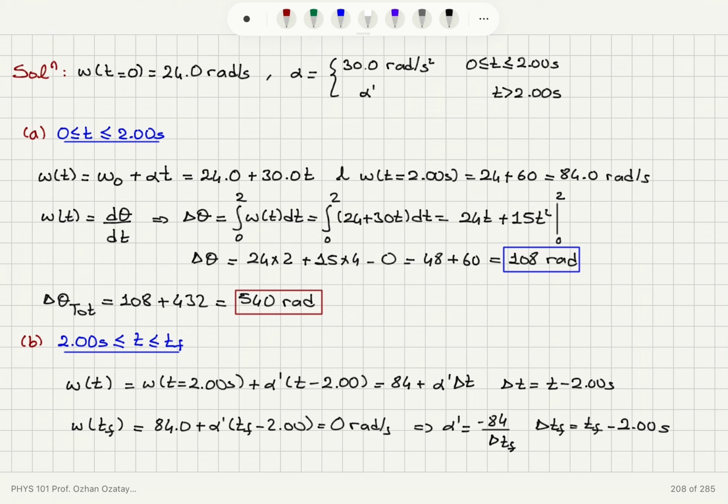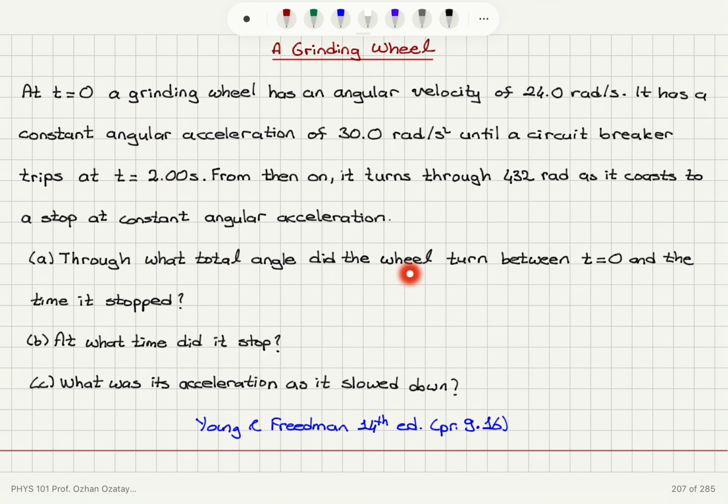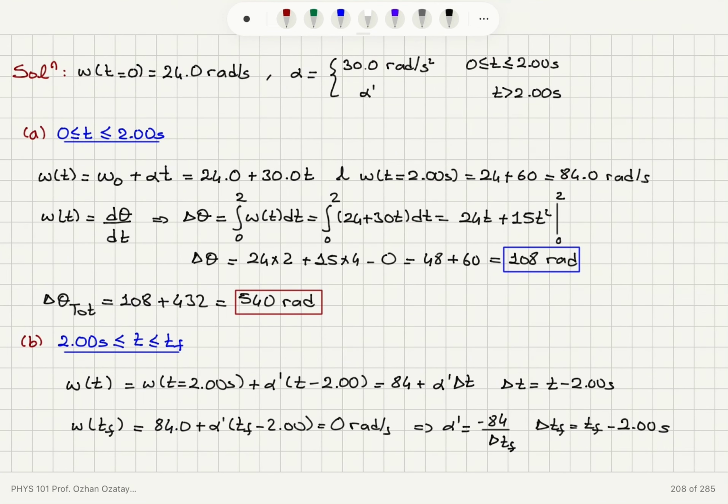And between t equals 0 and 2 seconds, we have angular velocity omega 0 plus alpha t, where alpha is 30. So if we calculate the integral of omega(t) dt between 0 and 2, we find 108 radians of angular displacement, plus 432 until it stops. So we obtain a total of 540 radians change in angle. So that's the angle through which the wheel has turned.